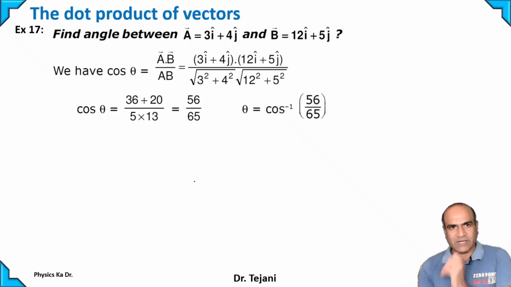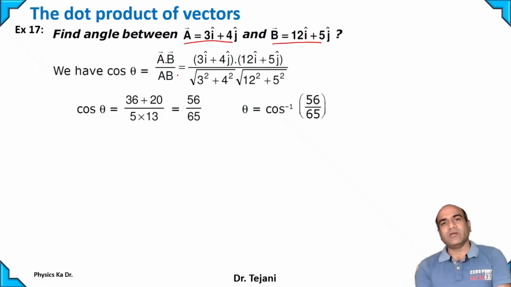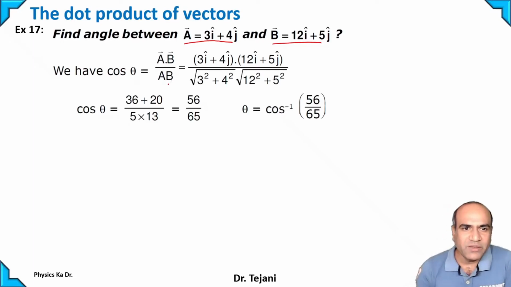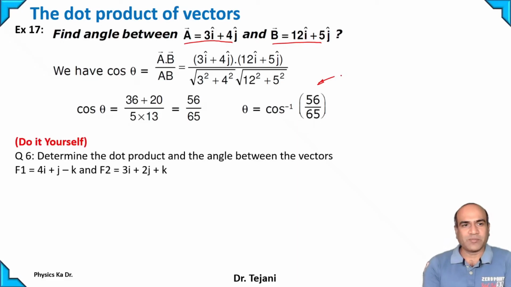Now example number 17, find the angle between these two. Here we also have another equation: cos theta is equal to A dot B divided by AB. Put the values here and you will have your solution. You also try this example by yourself, not spending much time on that. That becomes your homework problem.